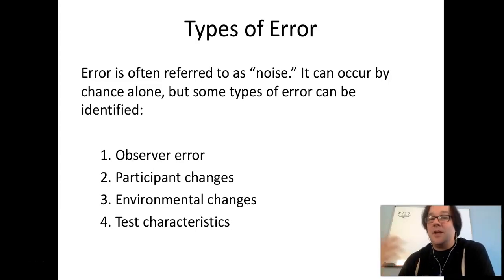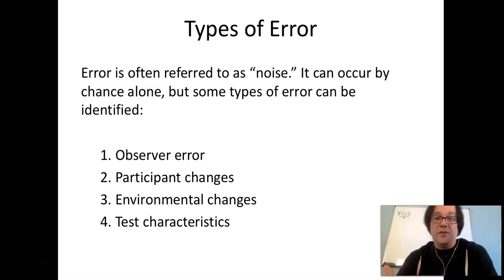Sometimes it happens just by chance alone, just chance factors, right? There's probability associated with everything, including that you're going to have some statistical error in there, or measurement error, or noise in there. So sometimes it's just by chance, by coincidence, but some types of error can be identified.